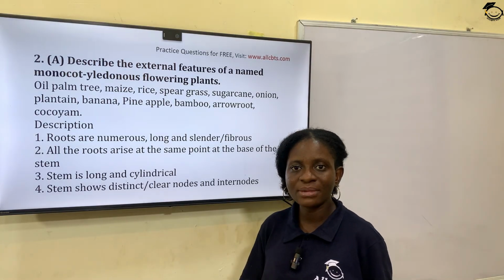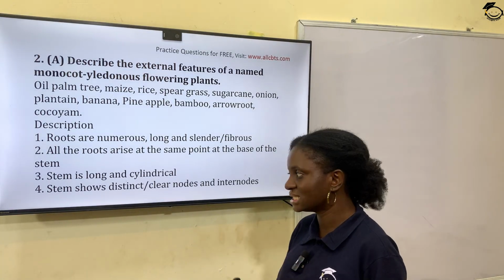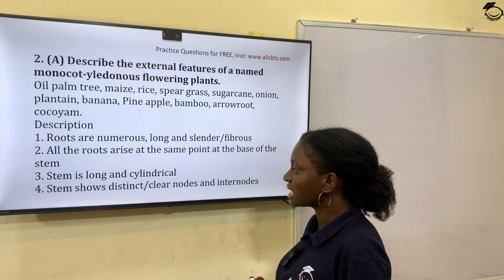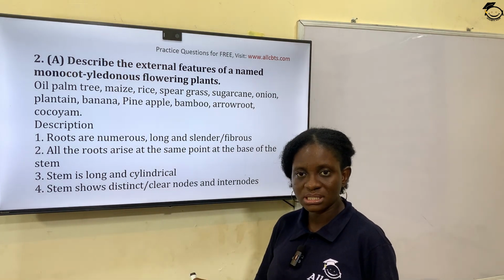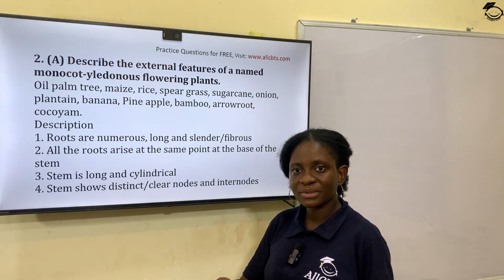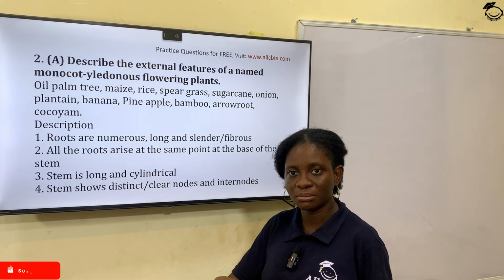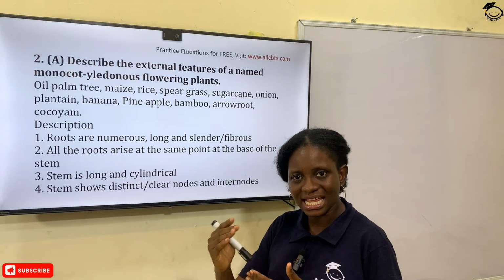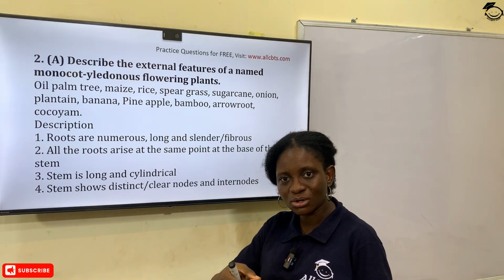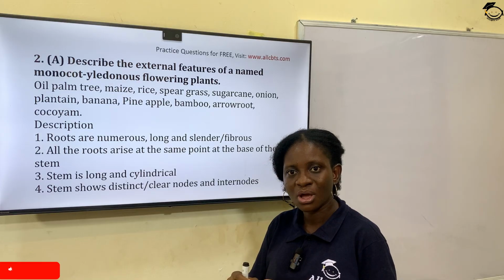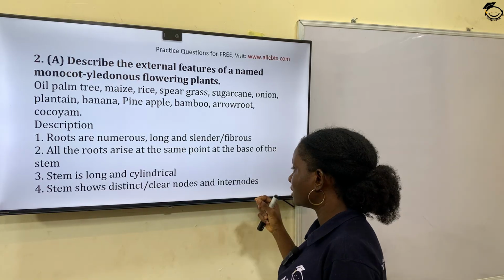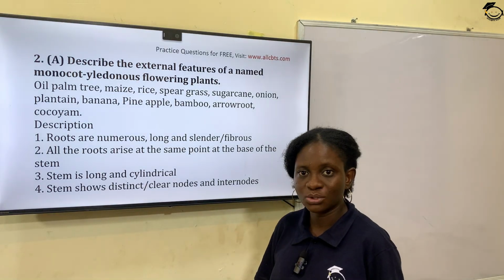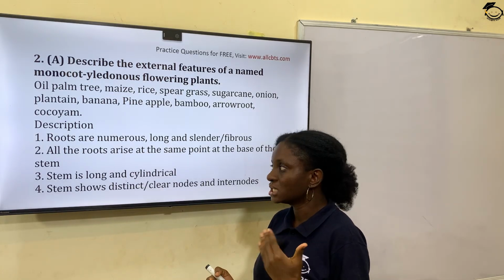3, stem is long and cylindrical. 4, stem shows a clear node. Node means where leaves shoot from a stem. It shows a distinct, clear spot where you can see the leaf literally coming out from a particular spot on the stem. And it shows a clear internode. That means the spaces between the nodes.